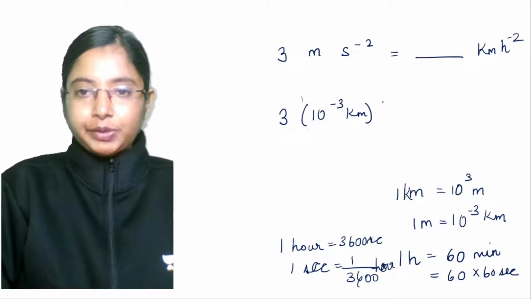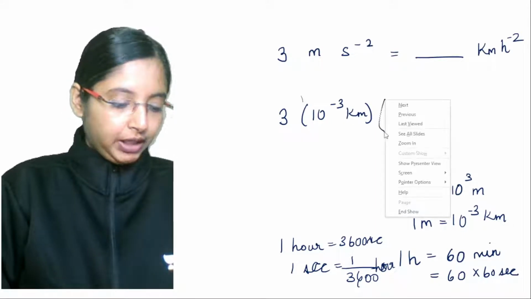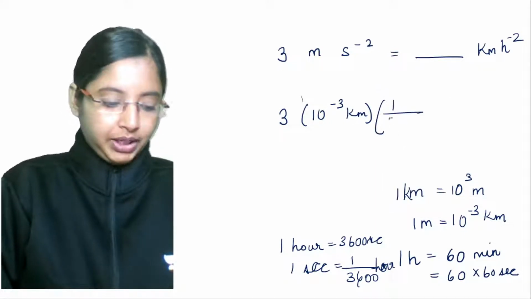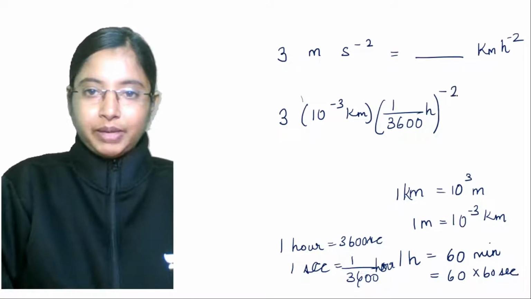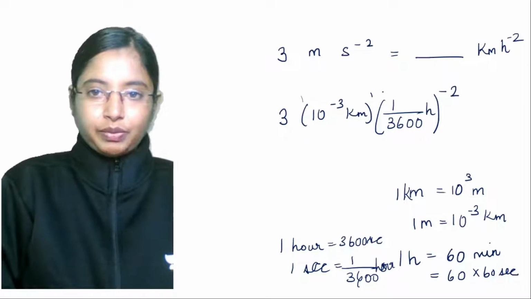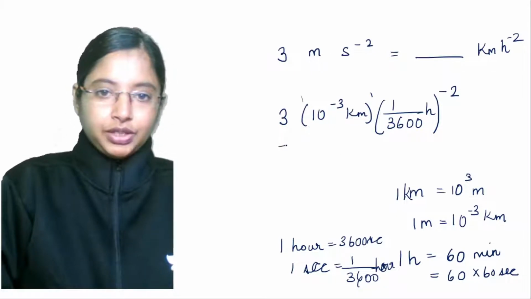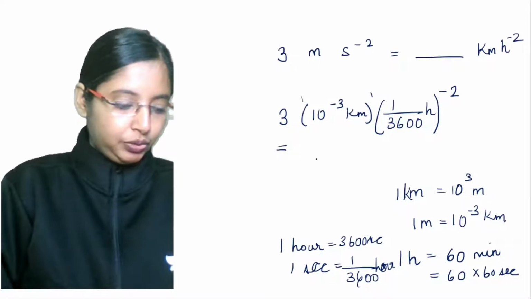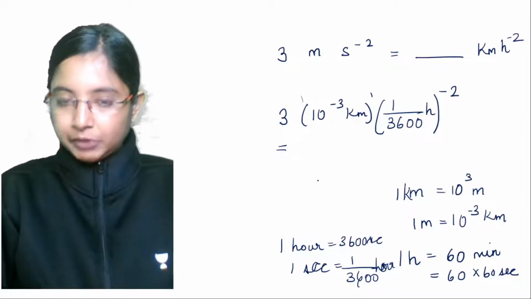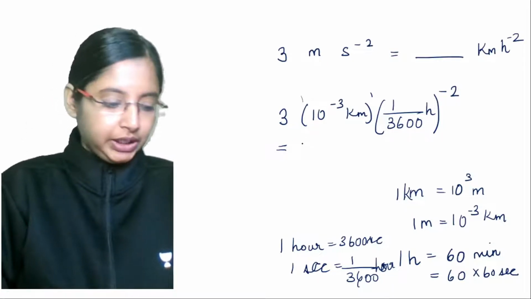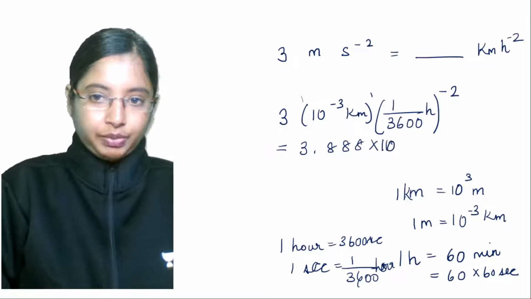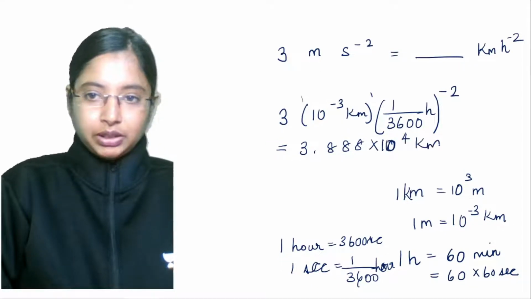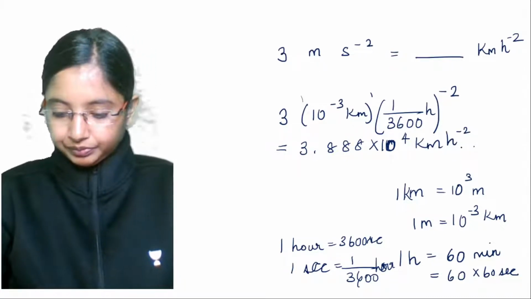So 1 second, if I express it over here, this will be again 1 by 3600 hours, right? But this is to the power minus 2. This one has no unit, so this is to the power 1, but this is to the power minus 2. So you just have to solve for this. Anybody who has got the value, you can share it in the comment chat box. This value will be 3.888 into 10 to the power of 4 kilometers per hour square. That's the answer.